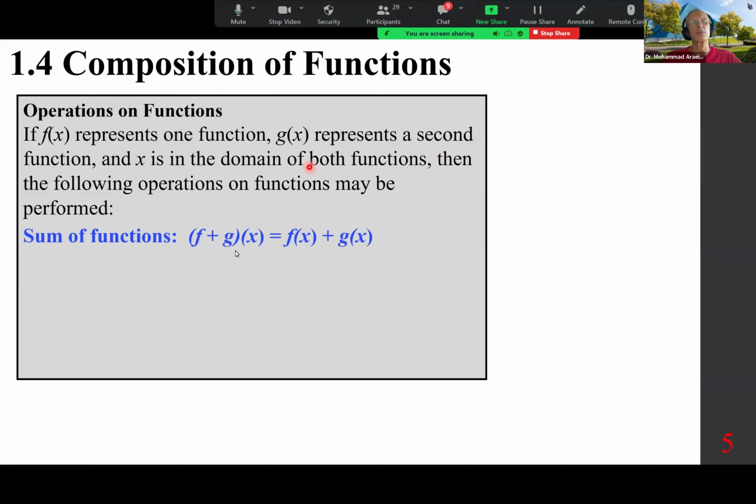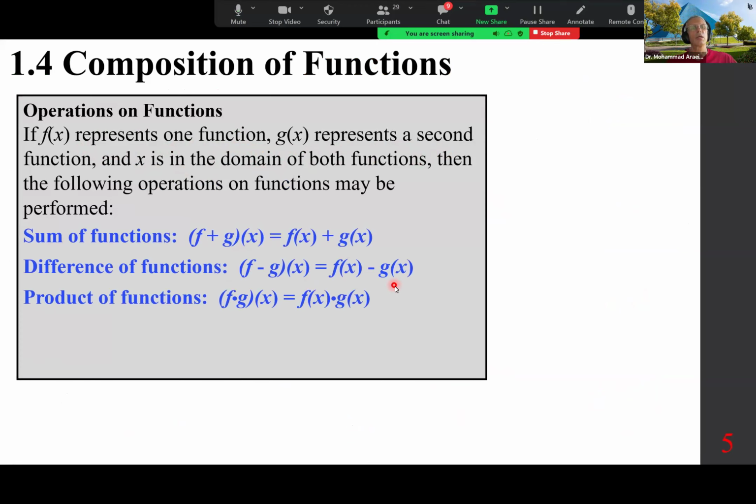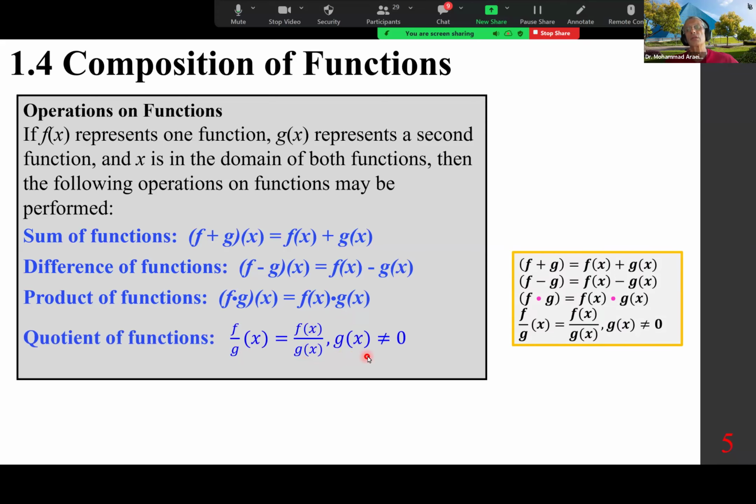Sum of functions, f plus g of x is f of x plus g of x. Difference of functions, f minus g of x is f of x minus g of x. Product of functions, f g of x is f of x times g of x. Quotient of functions, f over g is f of x over g of x, of course, as always. The denominator in this case, g of x, cannot be 0. And that's the synopsis of what was just mentioned.